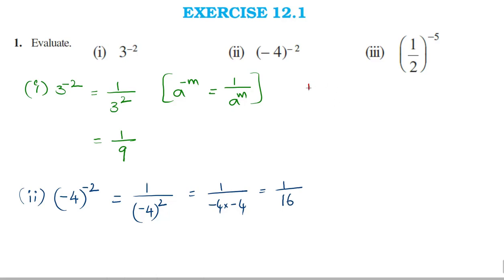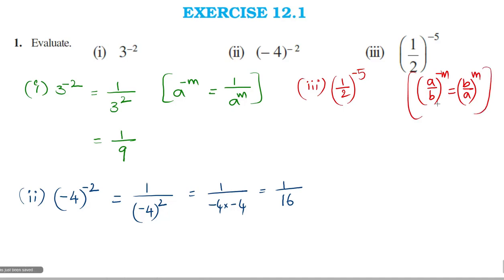Now let us go to the third one, that is 1 by 2 whole to the power of negative 5. So this is in the form of a by b whole to the power of negative m. To remove this minus, we can write it like this: a by b is written as b by a, now whole to the power of positive m instead of minus m. So you switch the numerator and denominator, then remove the minus sign. That's it. This is one identity.